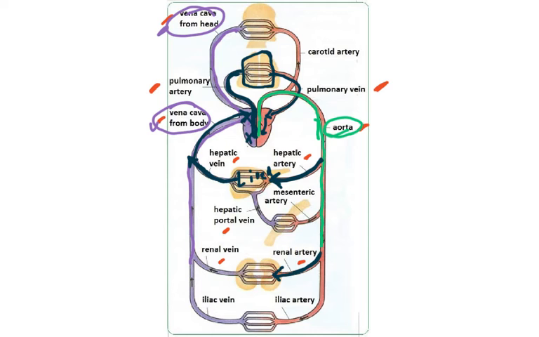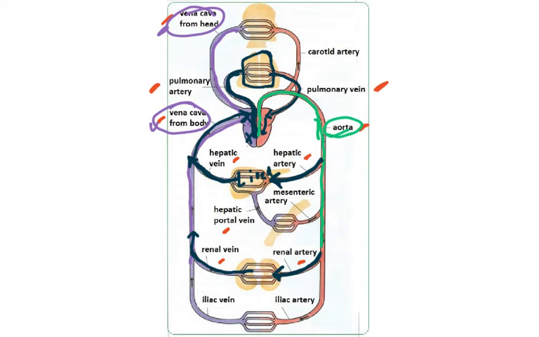Similarly, there'll be the renal artery which goes to the kidneys, and then there's going to be a renal vein. So there's going to be two kidneys, two renal veins, and they will enter into the inferior vena cava, which will take the blood again to the right atrium.